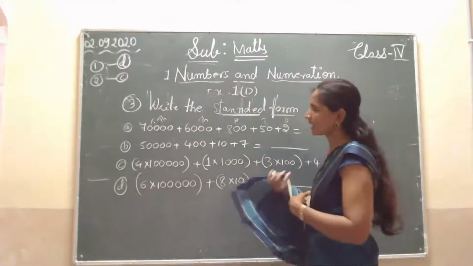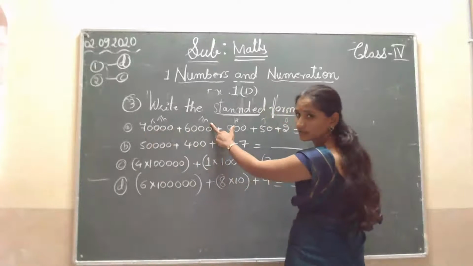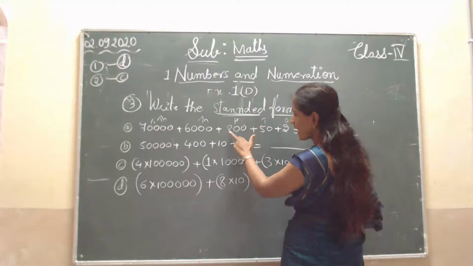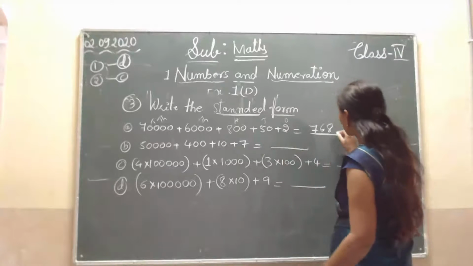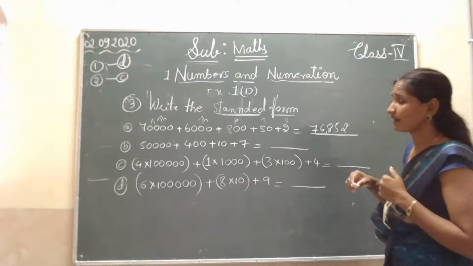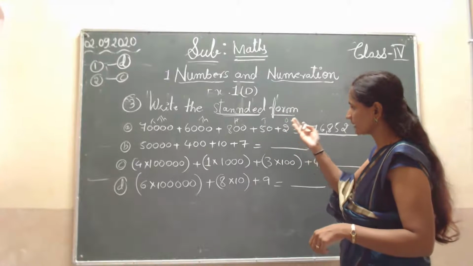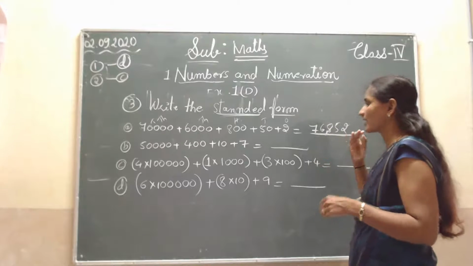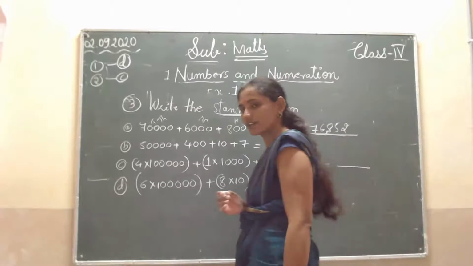Okay, students, what is the value of the 10,000? That is 7. The 1,000? That is 6. The 100? That is 8. The tens is 5. The ones is 2. So the value of 70,000 plus 6,000 plus 800 plus 50 plus 2 is 76,852. Students, now in the B1 question, just think first.